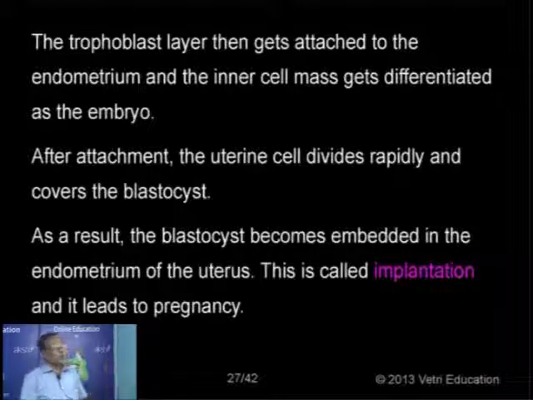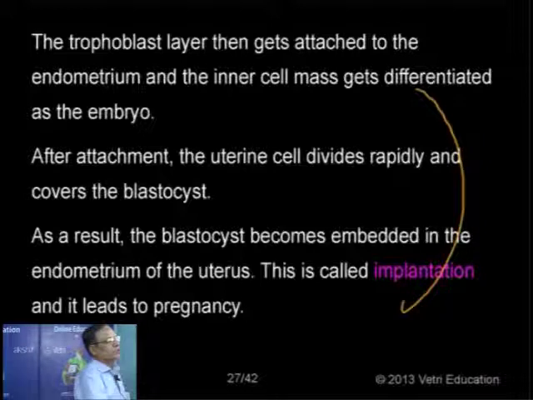Suppose this is the uterine wall, if you are taking just a simple diagram. Now this trophoblast gets attached to the wall of the uterus. This is the wall of the uterus, this is the blastocyst with the inner cell mass. Now this trophoblast gets attached to the uterine wall. Once it is attached to the uterine wall, what will happen?